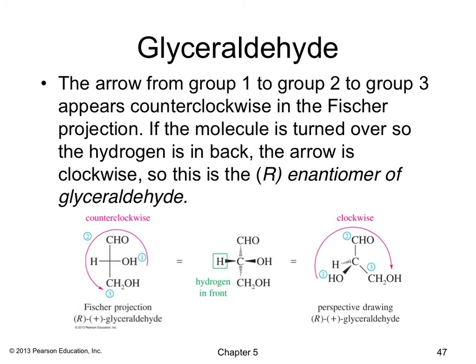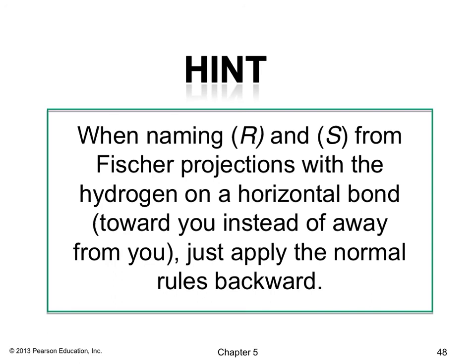Hydrogen is in the front, as I had shown you before, and this is showing that you can convert from a Fisher projection to the structures that we've been seeing, but I've shown you how you can actually take a Fisher projection and just count or determine R or S. It'll require some practice, but you should do this so that you know this in your sleep. So when naming R/S from Fisher projections with hydrogen on a horizontal bond, like I've always been doing, just apply the normal rules backwards.